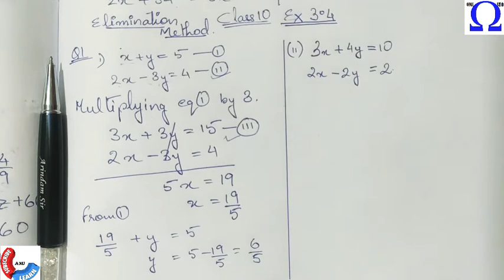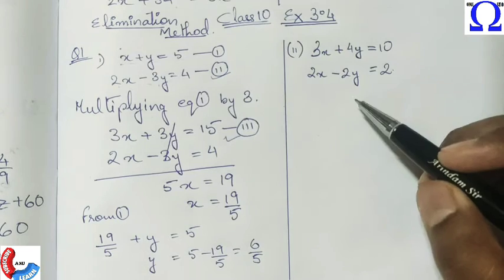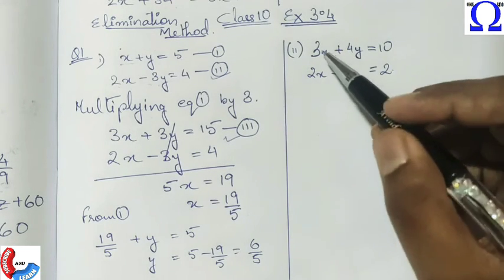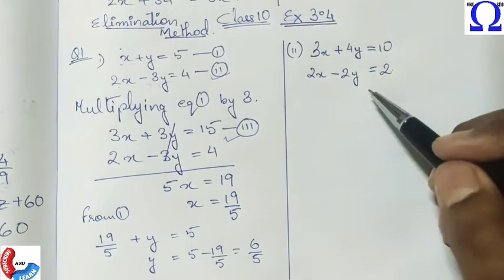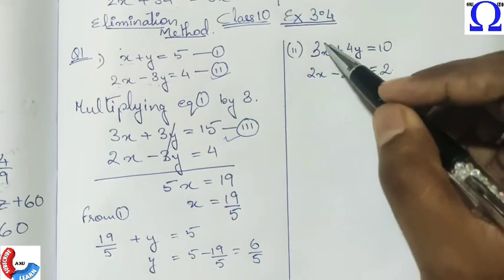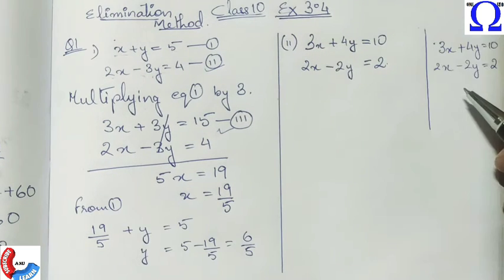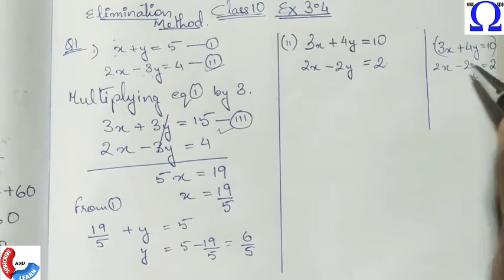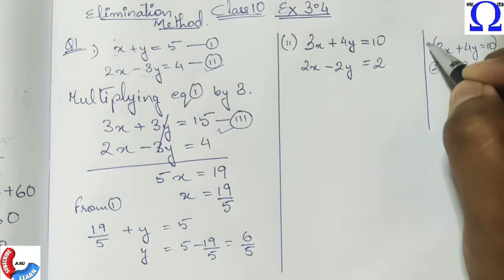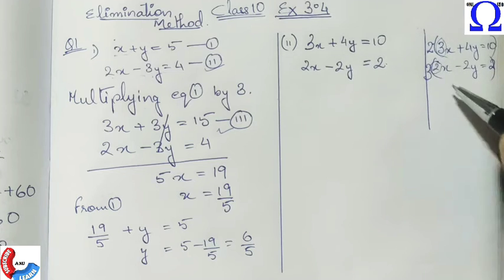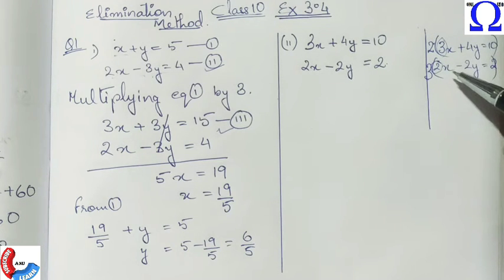Now see, this question, the coefficient of x and y is not 1 like in the previous one. So if we need to eliminate x, we will have to multiply the first equation with the coefficient of x in the second equation, that is 2, and the second equation with the coefficient of x in the first, that is 3. Okay, this is how we do the elimination method actually.